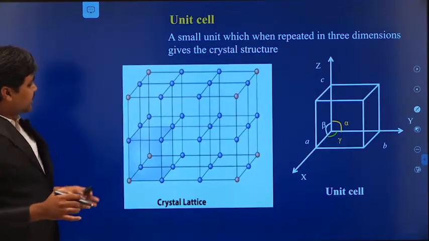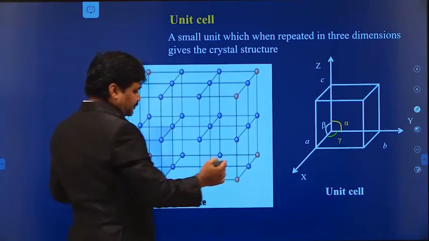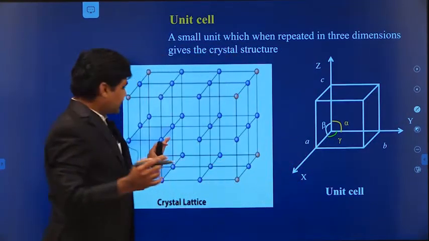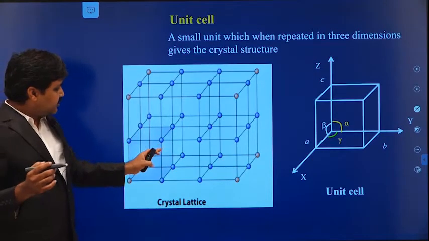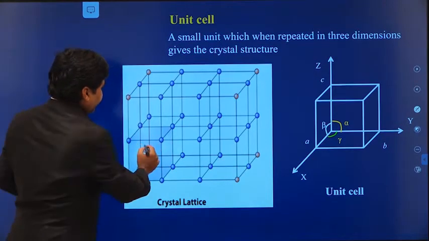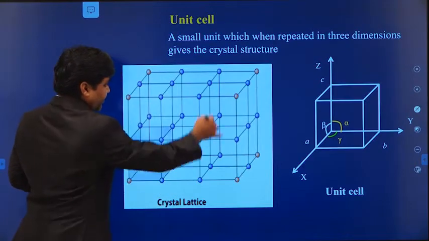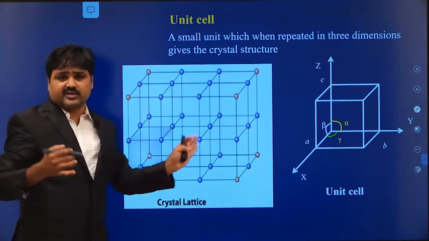So next one is the small unit cell. This unit cell for the three dimension is the cube. Okay, this is the cube. So here if you repeat this again and again along the x direction, y direction, and z direction, you can get the space lattice.